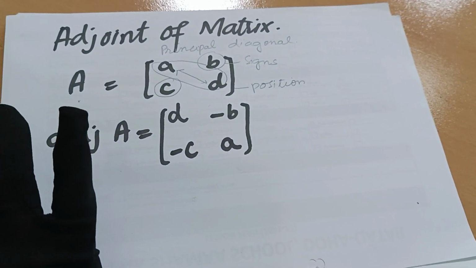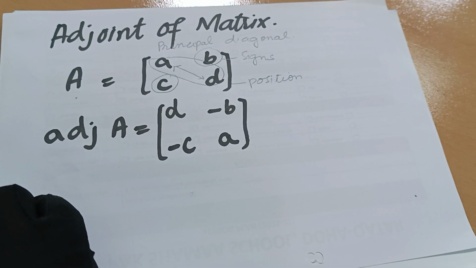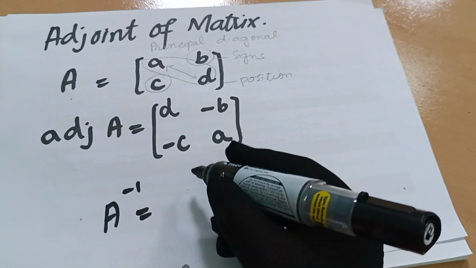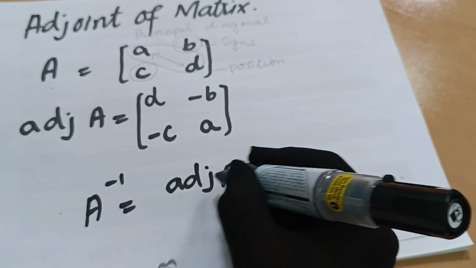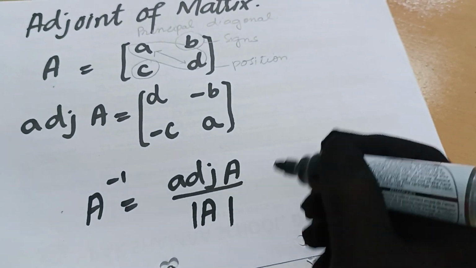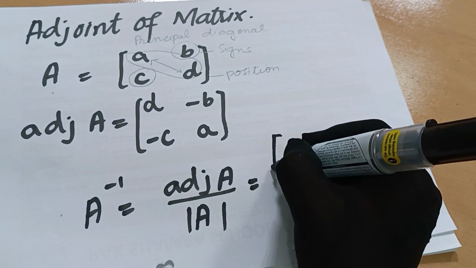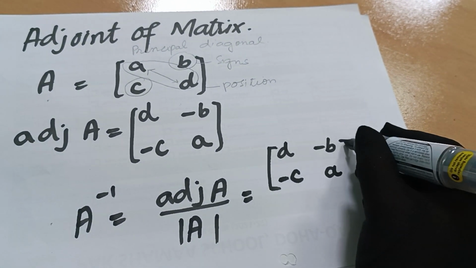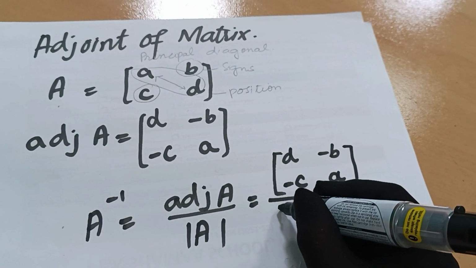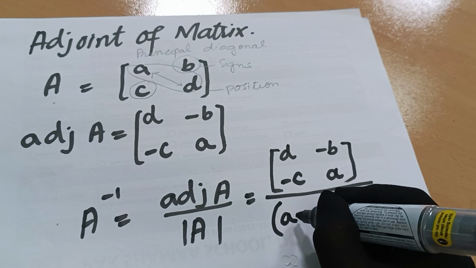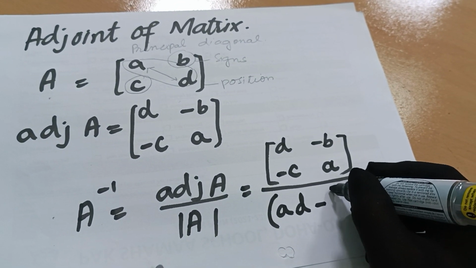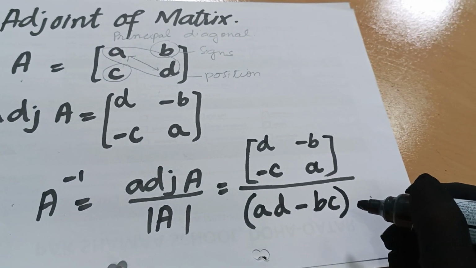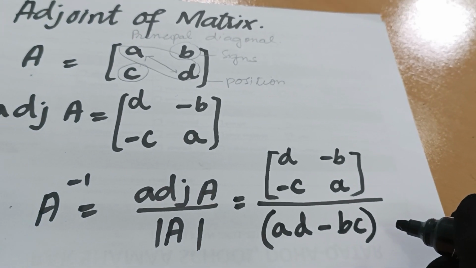And on the previous page, I have solved the determinant also. Now the inverse of this matrix: A inverse will be equal to the adjoint of A divided by the determinant of A. The adjoint of A is this one. I will write here D, minus B, minus C and A, divided by the determinant of this one. The determinant was AD minus BC, or CB, you can write either. Mostly I prefer to write them in alphabetical order. So BC. So this is done.